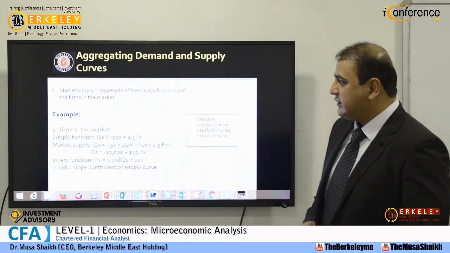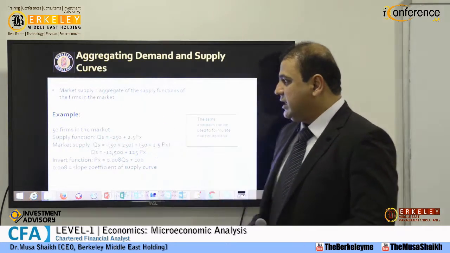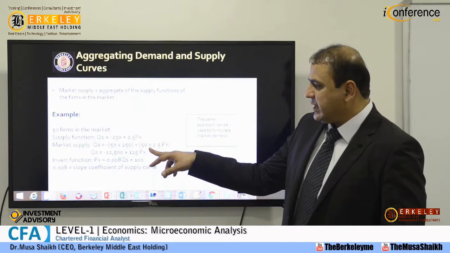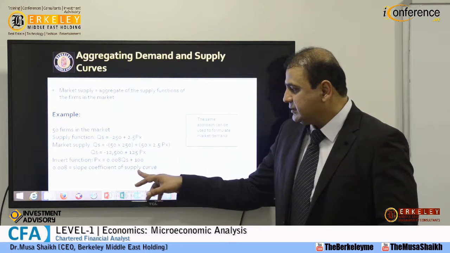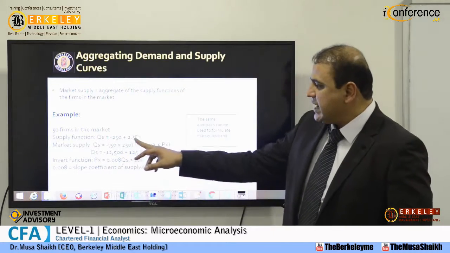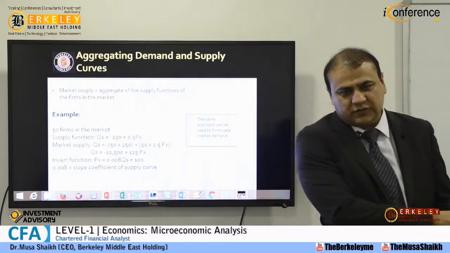Okay, then we have, he says, market supply is aggregate of supply function of the firm. So he made two equations, one is supply and one is market, and he equates them and gets the slope coefficient of the supply curve. So if you put in that anywhere, you will have a value for supply and a value for the demand.